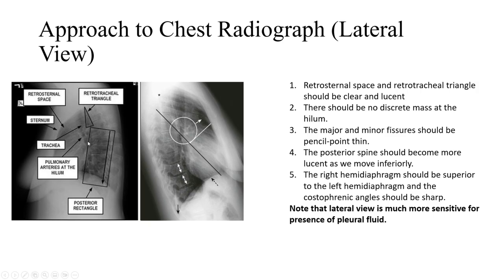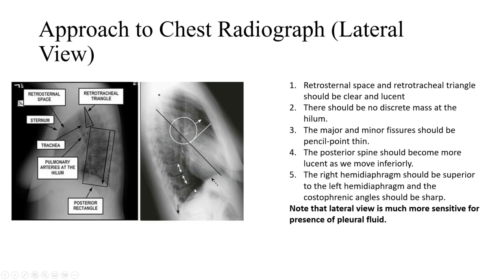There should be no discrete mass at the hilum, and the major fissure, outlined by this black line, and the minor fissure, this white line, should both be pencil point thin. As we move down the posterior spine, this should become more lucent as we move inferiorly. If this becomes more white or opacified, then that can be a sign of consolidation.